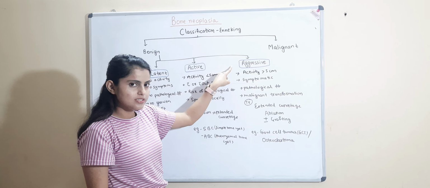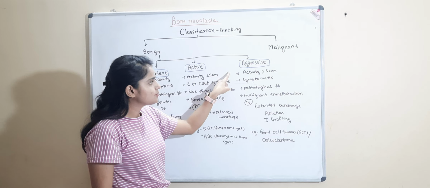In aggressive tumor, the size is more than 5 cm and it is symptomatic and pathological fracture occurs and there is potential of malignant transformation. And for the treatment, extended curettage, removal of the tumor and the surrounding tissue, and ablation of the margin with or without grafting can be done. And the example is giant cell tumor, which is also called osteoclastoma.